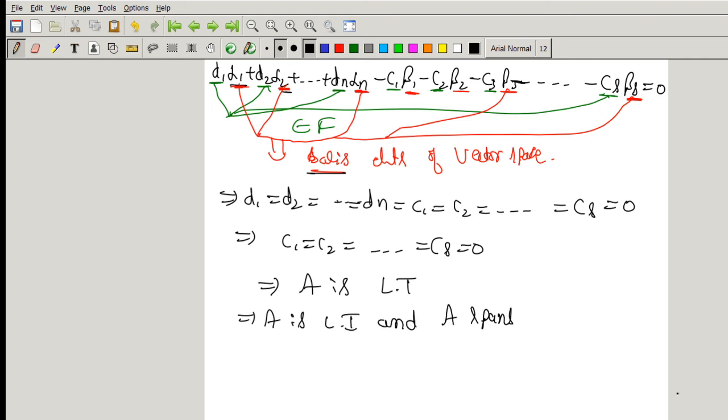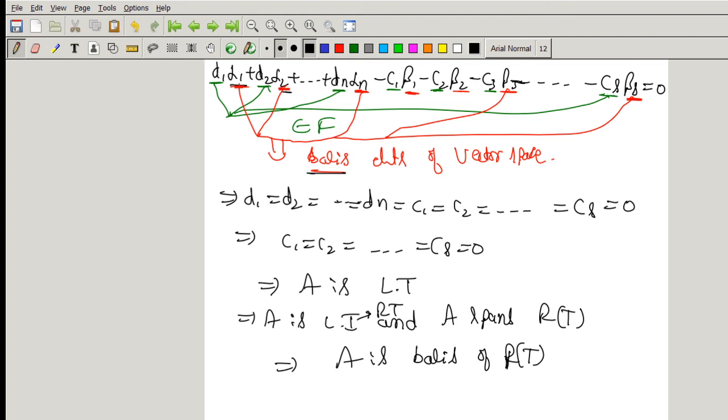A spans R of T. This is linearly independent in R of T itself, because these are the elements in R of T. A is linearly independent and A spans R of T, which implies A is a basis. A is a basis of R of T.